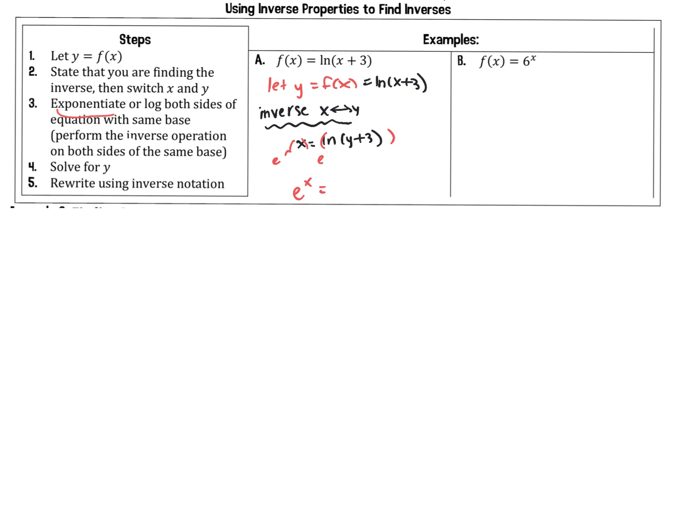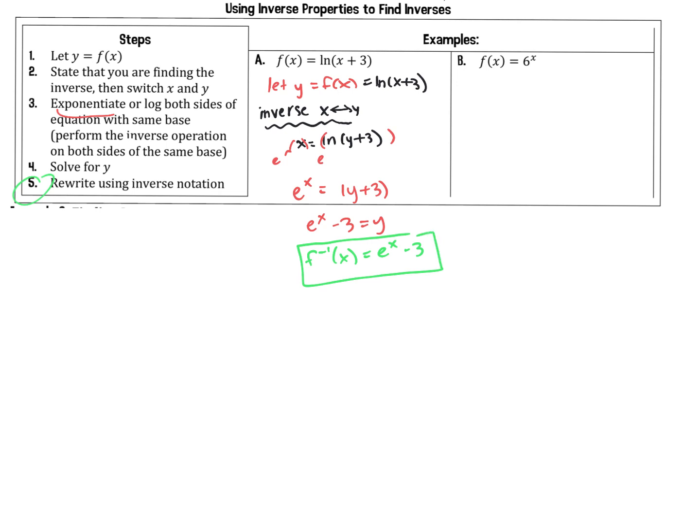What we just showed on those last few examples is that if I have e to the power of natural log, what I'm left with is y plus 3 because e and natural log are inverse operations. So now to solve for y, I just need to subtract 3 on both sides. And then as always, we're going to rewrite our final answer using inverse notation. So f inverse of x is going to be e to the power of x minus 3.